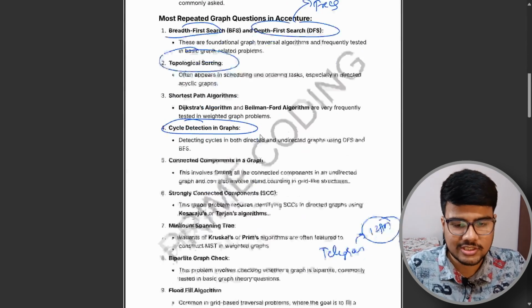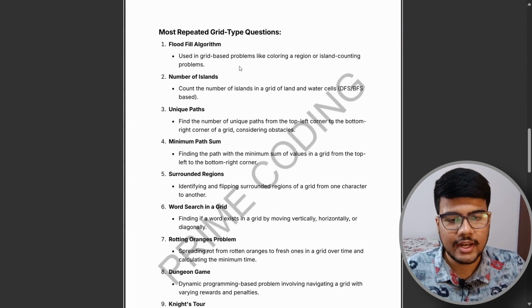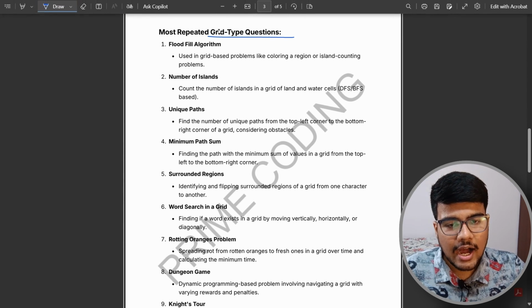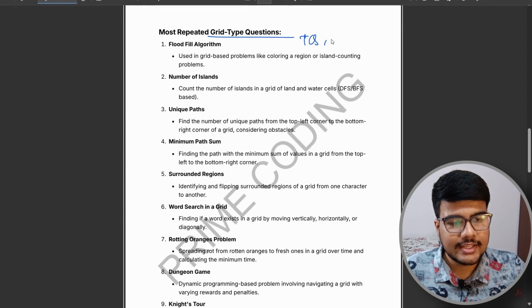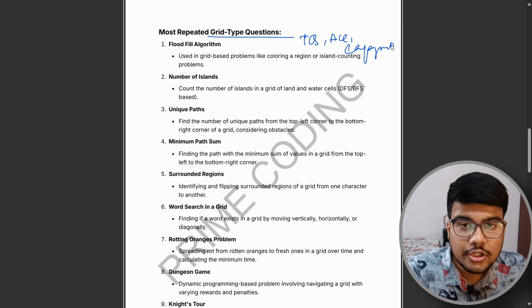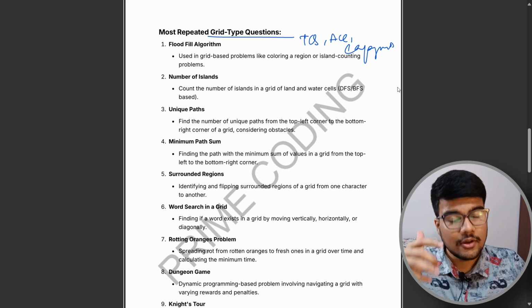So if you have time, you can just check that out. And the thing that I want to add here is the grid type questions, because grid type questions are asked in TCS, Accenture, nowadays in Capgemini as well. So you need to focus on grid type problems foremost.